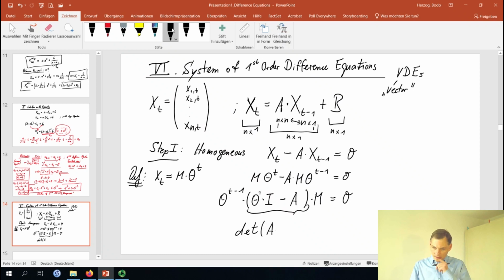I can switch the order, right? I can multiply this with -1, of course, and then I can write it as A minus theta I. If this is non-zero, so if the determinant is non-zero, then we can find the inverse.